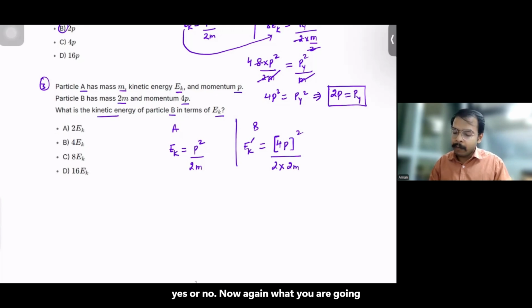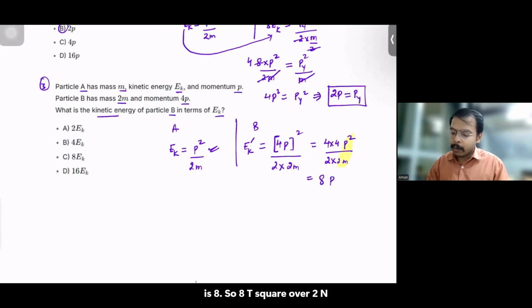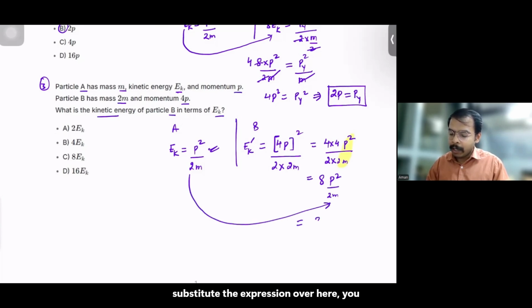Yes or no? Now again, if you notice here, simplify this. So you'll get 4 times 4 times p square over 2 times 2m, right? And if you simplify, you leave this p square over 2m, because I can use this part. So it would be 16 divided by 2, which is 8. So 8 p square over 2m. What is p square over 2m? Just substitute the expression over here. You get 8 Ek. Yes or no? Right? So this would be option C.